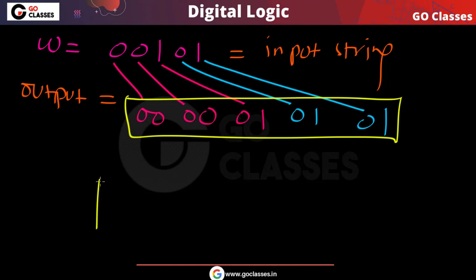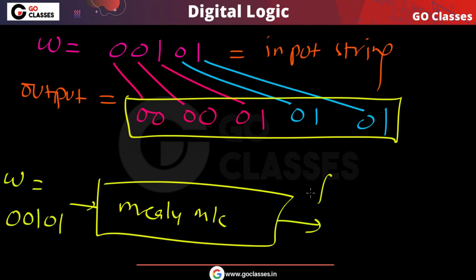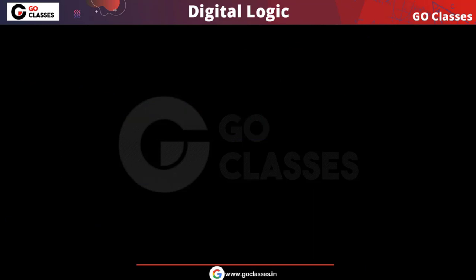This is your Mealy machine, the previous Mealy machine. If you give this input 00101, then this output will be produced. You can notice this output will be 00001010. So this is the idea.